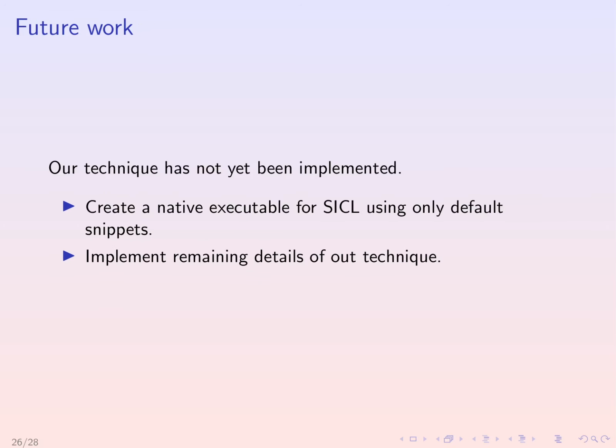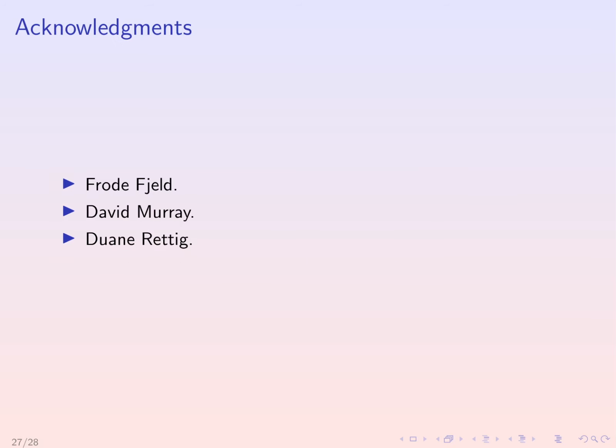In terms of future work, our technique has not yet been implemented, so in fact we haven't been able to test how much benefit there is to it. So the first step in future work would be to create a native executable for SICL, probably using only default snippets to start with. And then after that, implement the remaining details of our technique. And that sums up my talk.